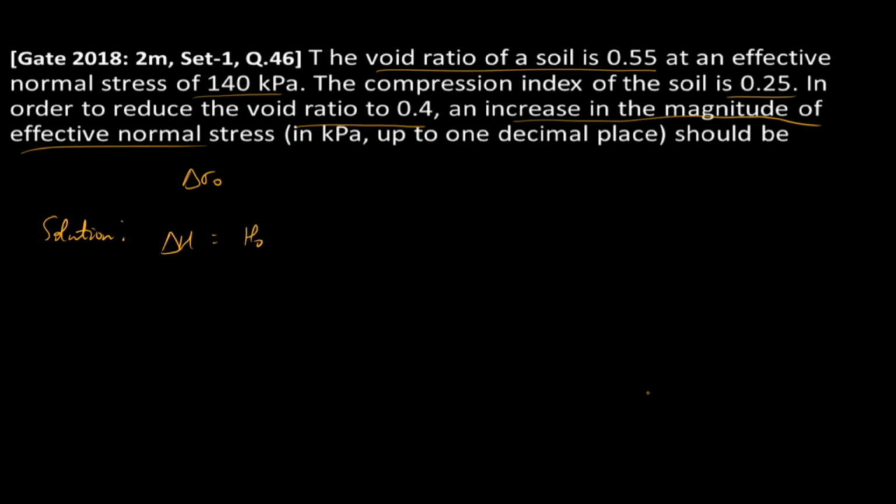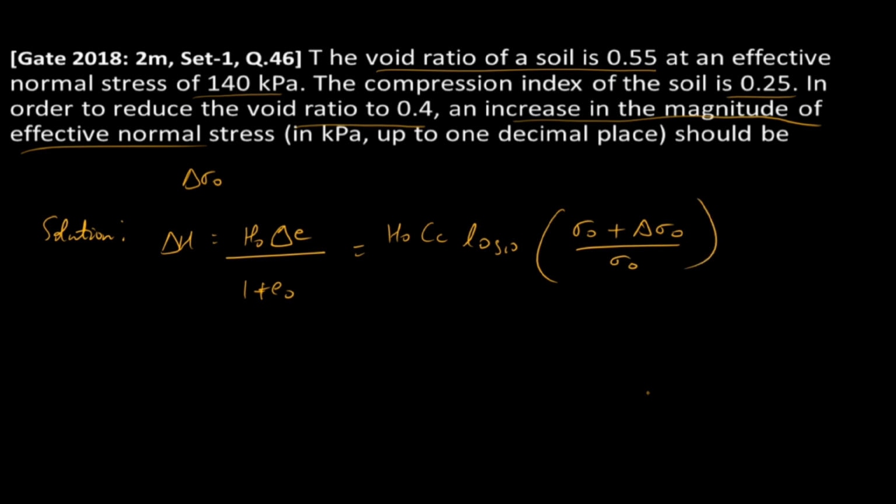Delta H is equal to H naught by 1 plus E naught, multiplied by delta E, which is further given by H naught Cc log 10 of sigma naught plus delta sigma naught by sigma naught, divided by 1 plus E naught. E naught will be equal to the initial void ratio.